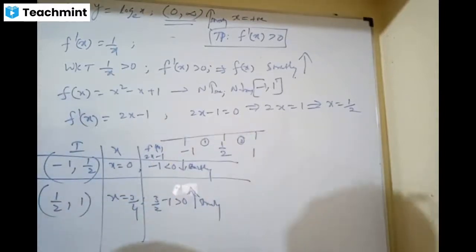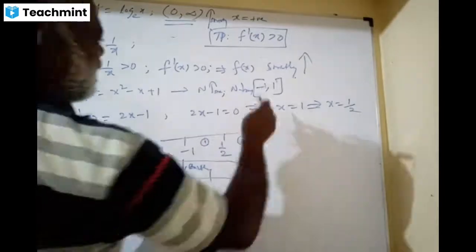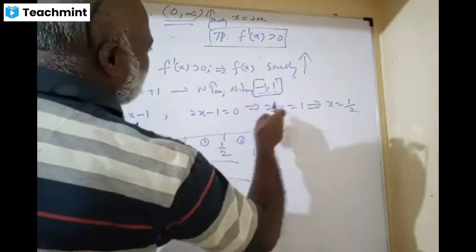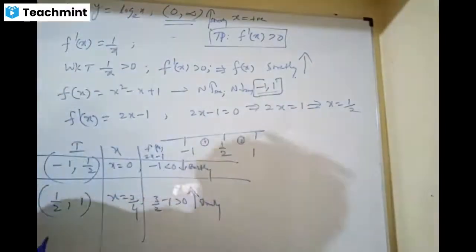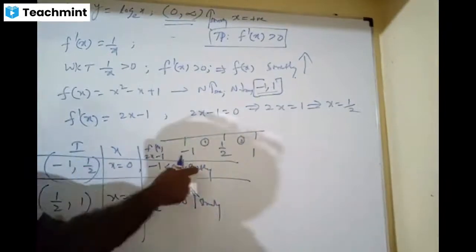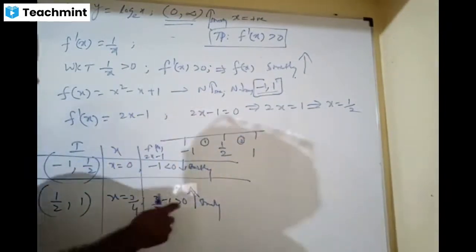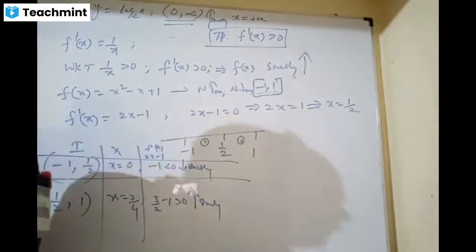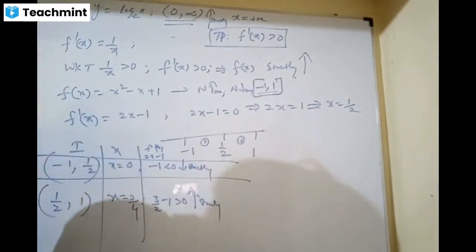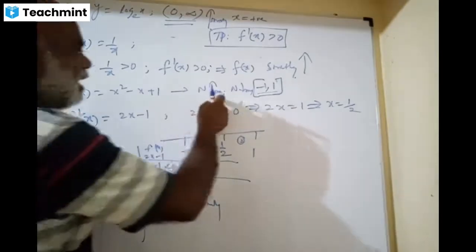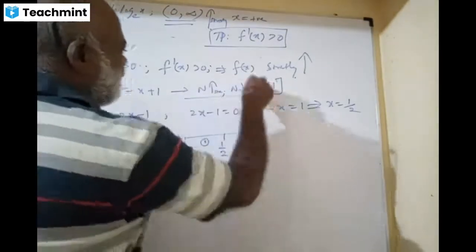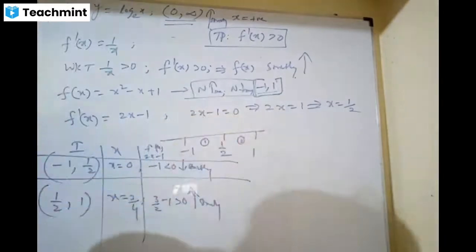So what we need is that this interval minus 1 to 1 is not uniform. In one part it is strictly decreasing, in the other part strictly increasing. Therefore, throughout the interval, it's not uniform. Hence, it is neither strictly increasing nor strictly decreasing. So, the second question is also over.